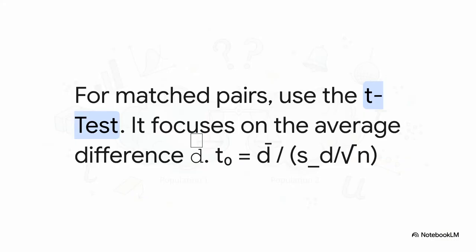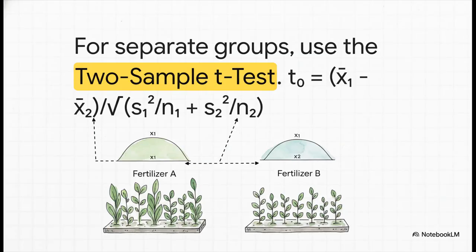For those dependent means, those matched pairs, you're going to use the matched pairs t-test. The key here is that D bar on top. That's just the average of the differences between your pairs. So, the formula basically asks, is that average difference big enough to matter when you account for its variability? And for those two separate independent groups, it's the two-sample t-test. Again, look at the top. You're just taking the average of the first group and subtracting the average of the second group. The whole bottom part is just a fancy way of accounting for the sample sizes and the spread within each group to see if that difference up top is actually meaningful.